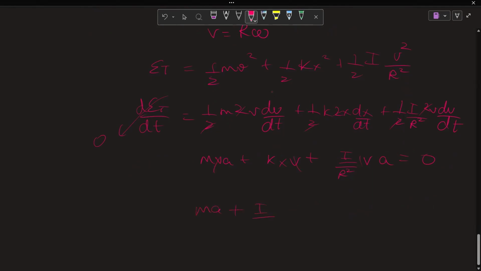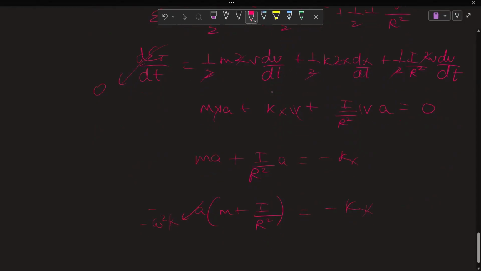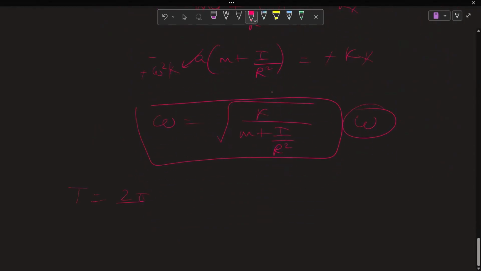ma plus I by R square into a is equal to minus kx. a common, m plus I by R square is equal to minus kx. a is minus omega square into x, minus minus cancels out. Omega comes out to be root k by (m plus I by r square), and this is what the omega was given. Time period is 2 pi by omega, which is 2 pi root (m plus I by r square) by k. Yes. So this is the answer.